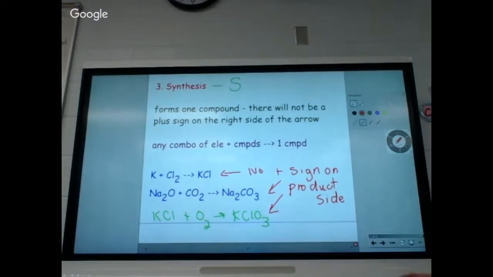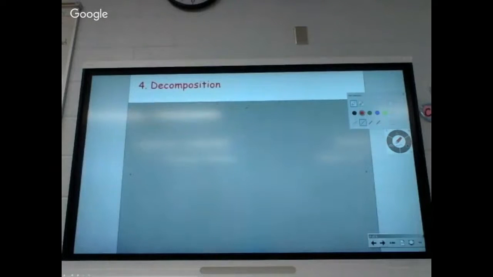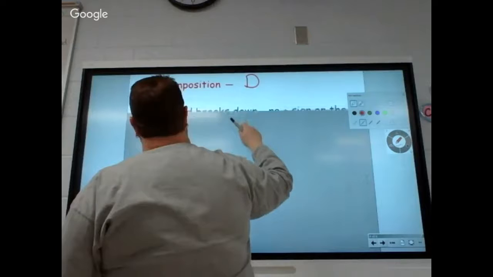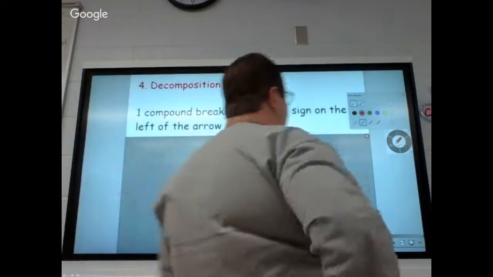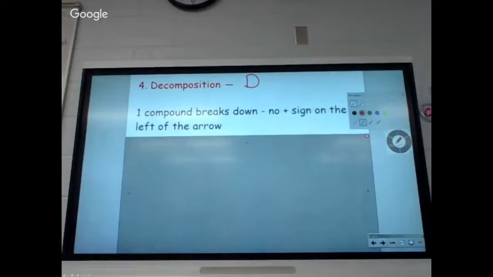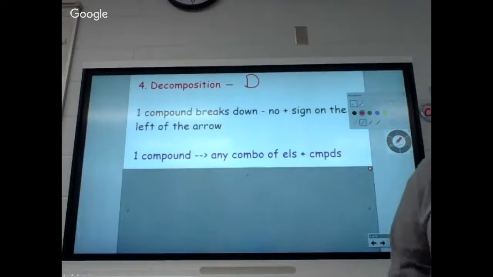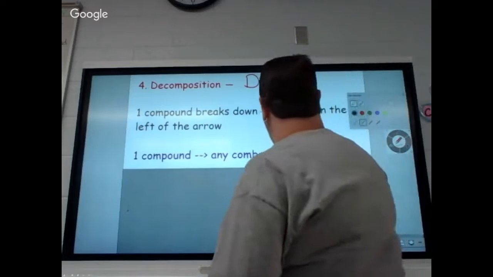All right, decomposition is the exact opposite. Okay? We symbolize it with a capital D. Okay? Now, you know from biology class, the decomposition means something breaks apart, breaks down. Okay? This is the opposite, the inverse, the reciprocal of synthesis. So, one compound is going to break down. It's going to break apart. And this is supposed to say ELE, not ELS.